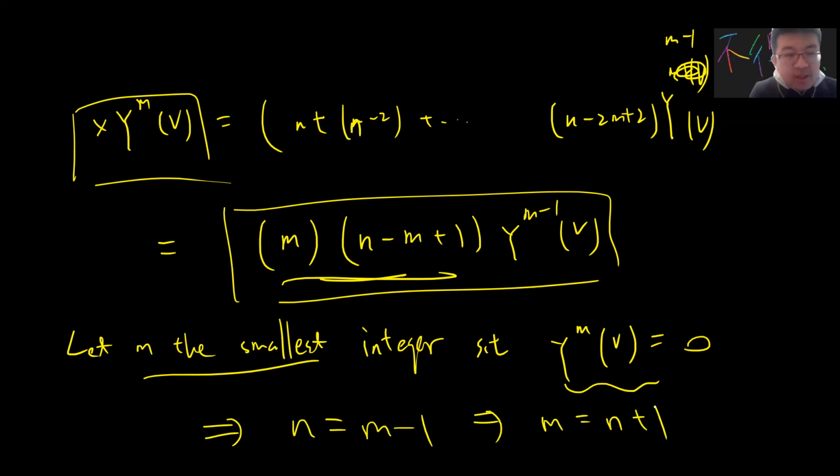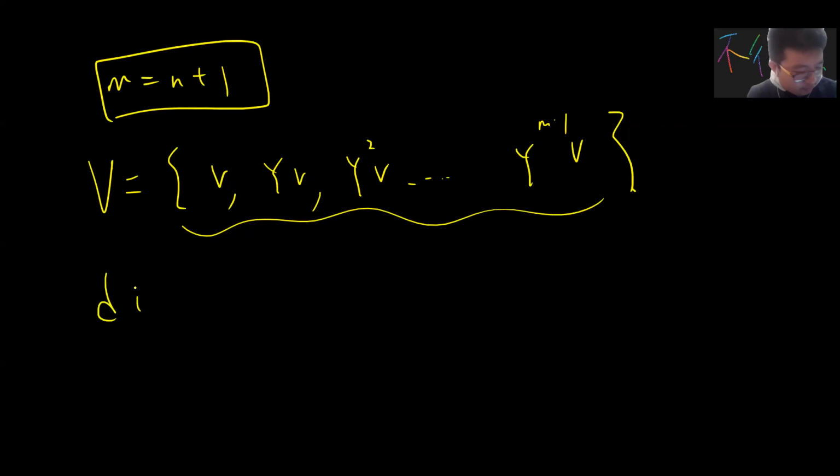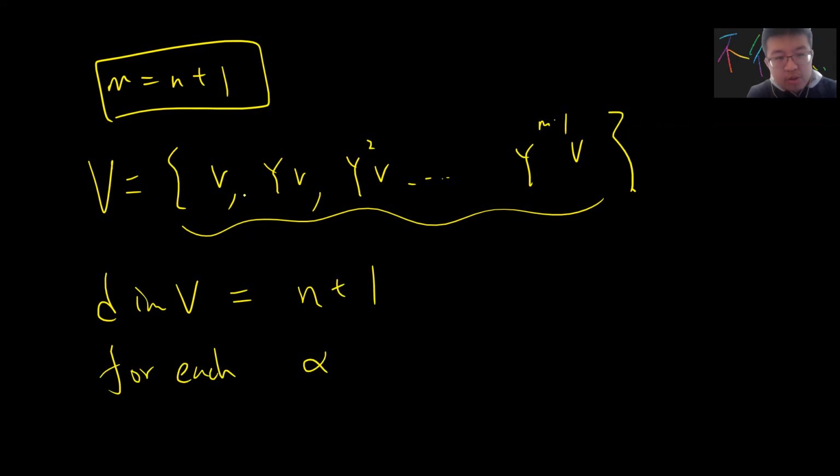So what do we mean by m is n plus 1? That means our vector space is generated by v, y v, y squared v, up to y^m v, but that one is 0. So this is the dimension of Vn; it's just n plus 1. And for each alpha, now I can write the alpha.